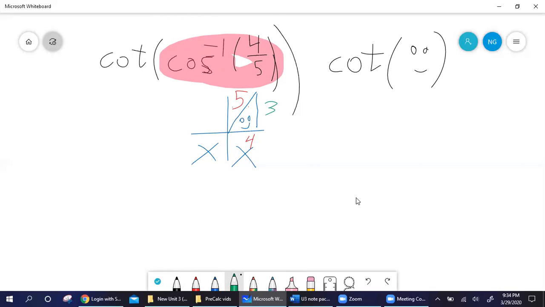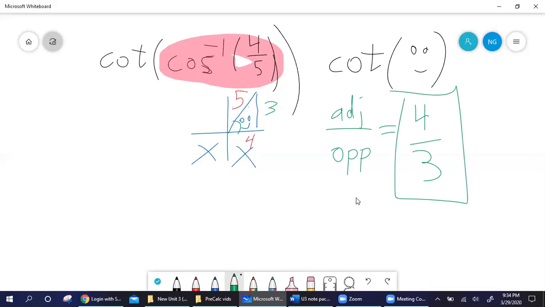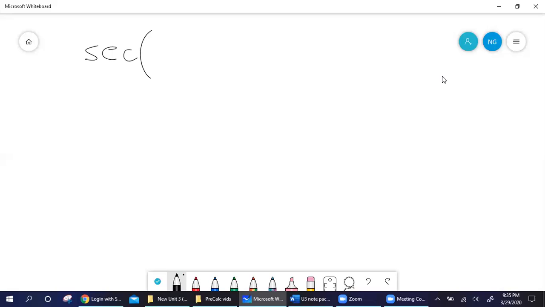Cotangent is adjacent over opposite. It's the flip of tangent. So from angle happy face, my adjacent would be 4, my opposite would be 3. So at no point did I actually figure out the angle. Now for the last one, the ratio actually is one that we know, but let's still run it like we've been doing these previous ones just to show you that this does work.